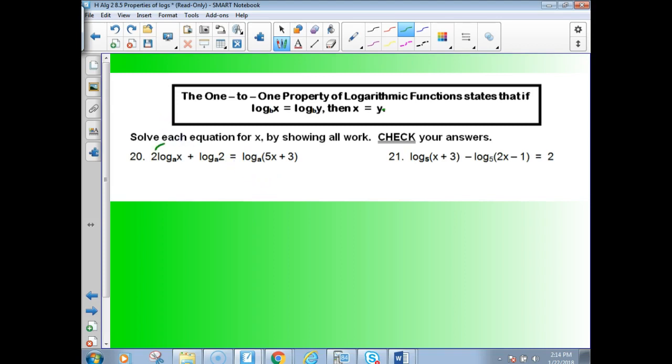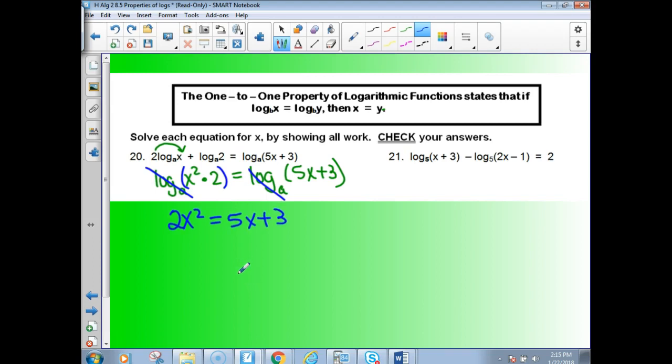So here I'm going to put the 2 back on as an exponent: log in base a of x squared. I see a plus, so I know it's multiply, times 2, equals the log in base a of 5x plus 3. Next step, I have one logarithm on the left and one on the right, so I'm going to drop my logs. Well, that's 2x squared, actually, so I'm going to rewrite it: 2x squared equals 5x plus 3.